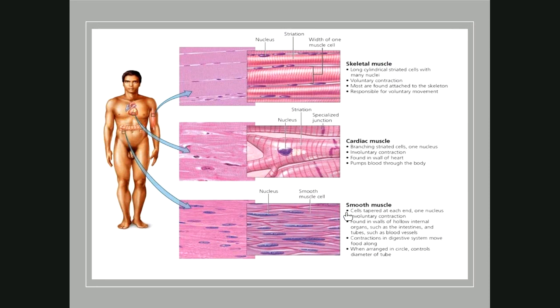Smooth muscles, the cells are tapered, kind of connected to each other in this manner. Totally involuntary. It's found in the walls of a lot of our internal organs, such as intestines, tubes, and blood vessels. They're totally under involuntary control, and they do have autorhythmicity.